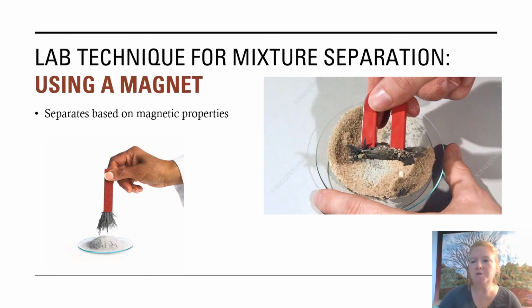All right, we can also use a magnet, and this is probably less precise, but still effective. So we can separate based on magnetic properties. If I take a bunch of sand and mix with iron filings, I can pull out those iron filings by using a magnet, and I've separated the iron from the sand without having to do anything more complex than that.